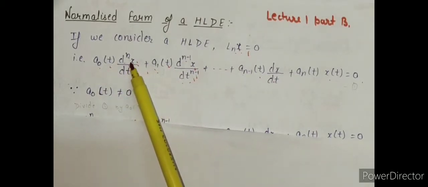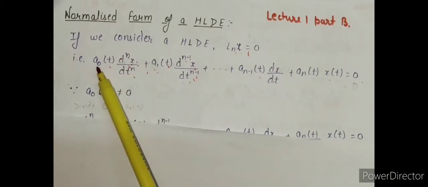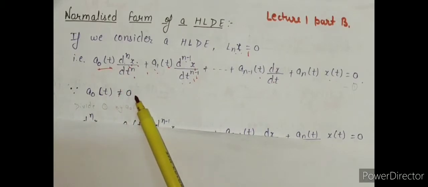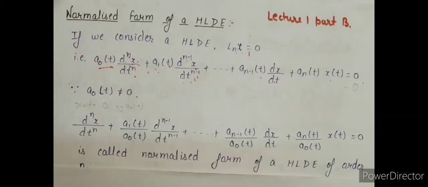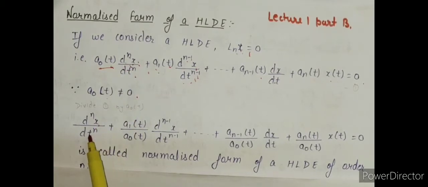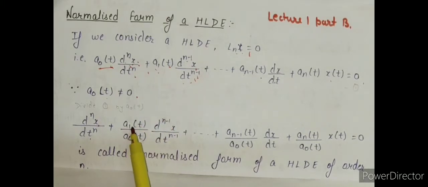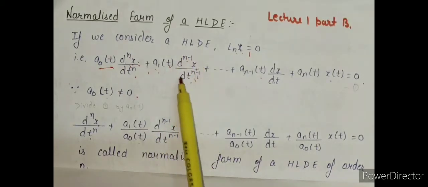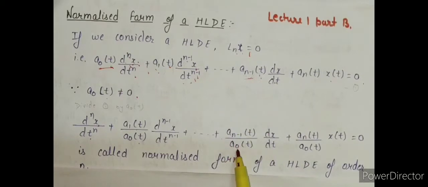You differentiated the dependent variable n times, so this is a differential equation of order n, and here is the condition a0(t) is not equal to 0. Okay, now I'm going to define the normalized form. On dividing this equation by a0(t), I obtain the nth derivative of x with respect to t, and dividing by a0, I obtain a1(t)/a0(t), and there is this term here, plus a_(n-1)(t)/a0(t) dx/dt plus a_n(t)/a0(t) x(t) = 0.